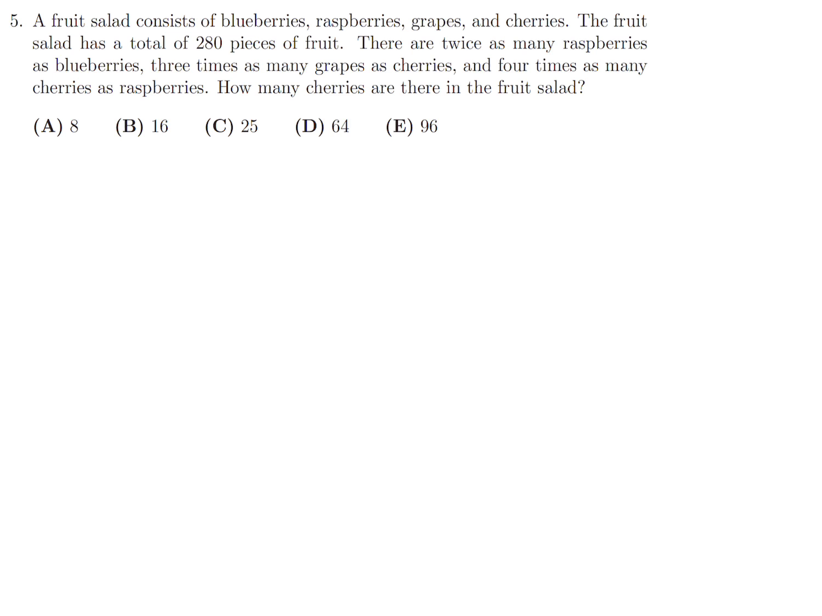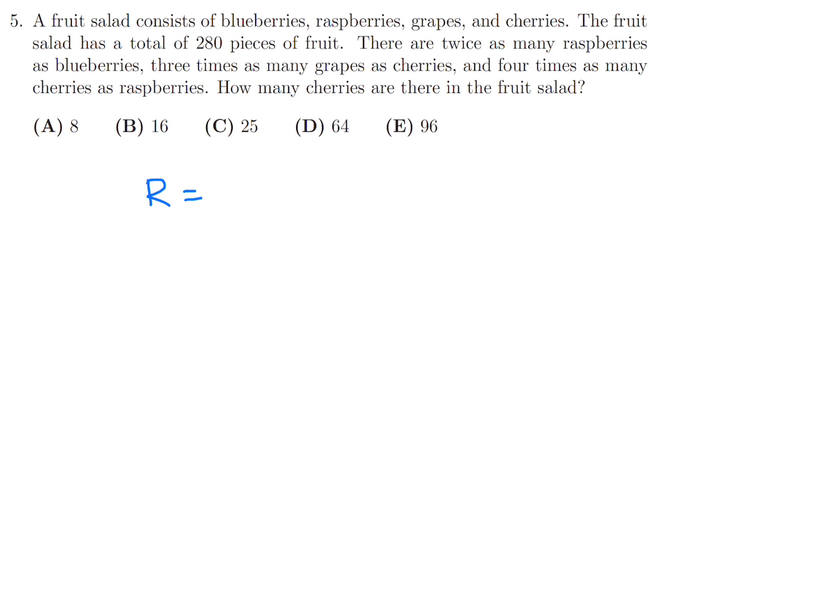A fruit salad contains blueberries, raspberries, grapes, and cherries. The fruit salad has a total of 280 pieces of fruit. There are twice as many raspberries as blueberries, 3 times as many grapes as cherries, and 4 times as many cherries as raspberries. How many cherries are there in the fruit salad? So our relationships are as follows.